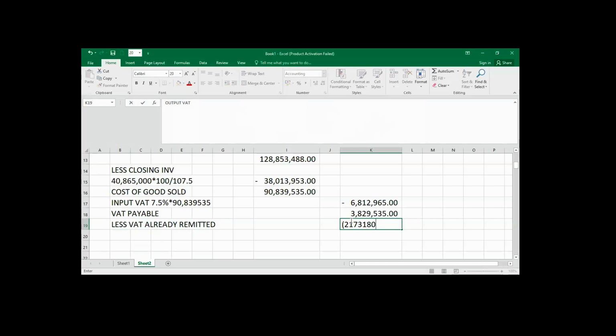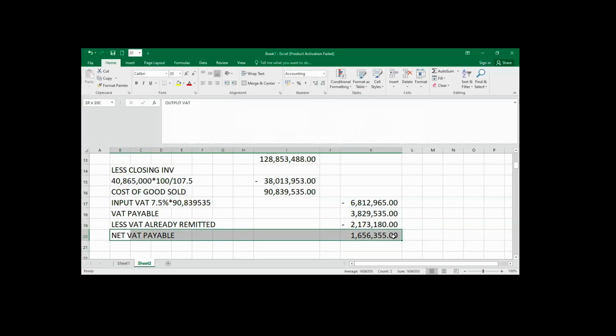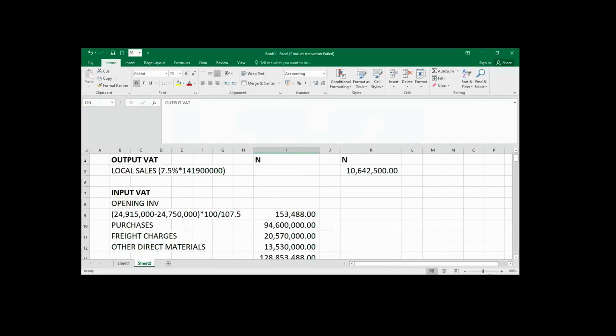2,173,180. So the resulting figure will now give you what is called net VAT payable, which is this value. So this is what the examiner expects you to do. When you do this, you'll be able to get your full mark. So that's how to calculate VAT.